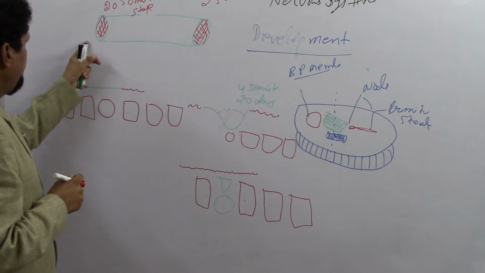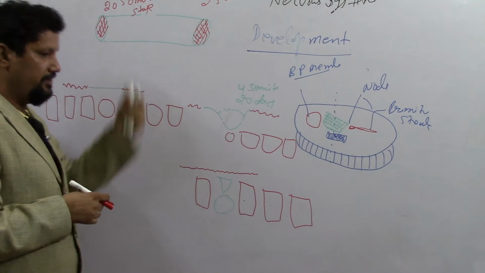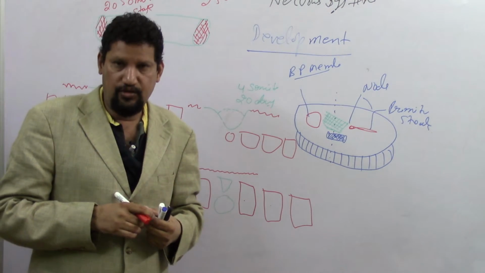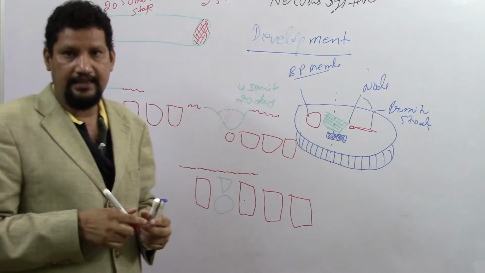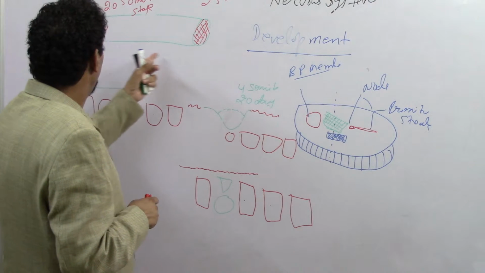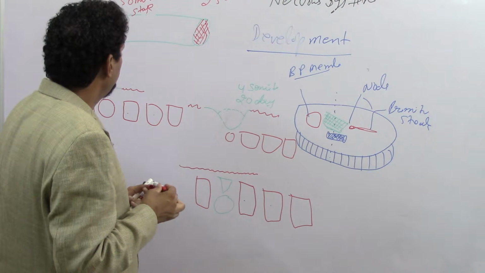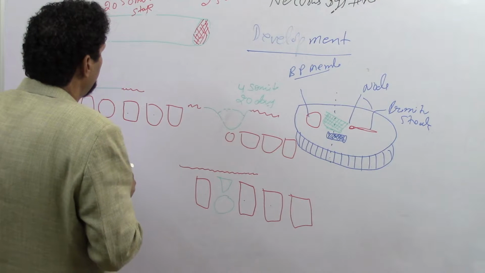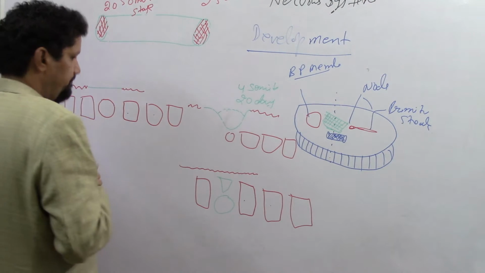When the anterior or posterior neuropore are not fused, this will lead to a very serious form of neural development defect known as anencephaly, or the other types of neural tube malformation.